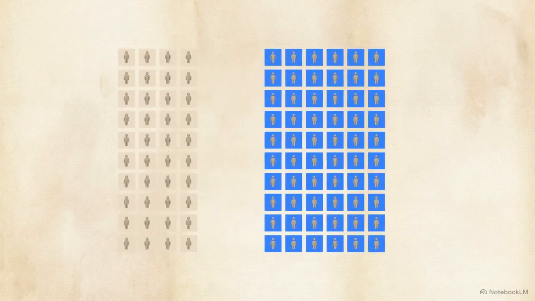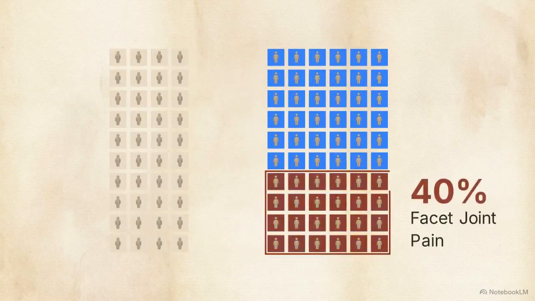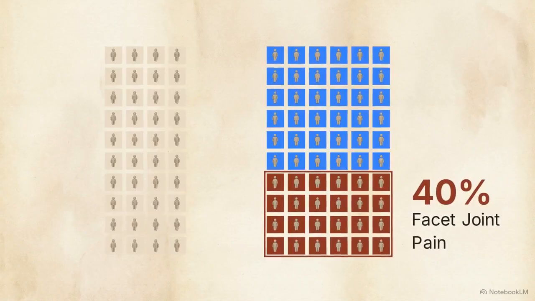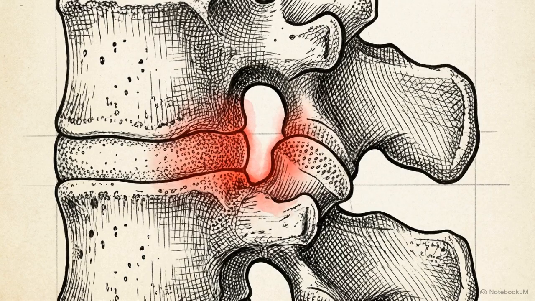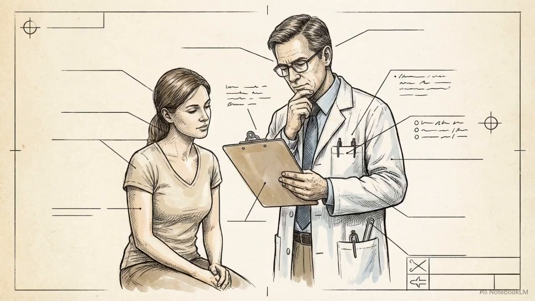Low back pain affects over 60% of people at some point in their lives. Of those cases, up to 40% are driven specifically by facet joint pain originating from the small, stabilizing joints located between each vertebra. Despite this high prevalence, the condition is frequently misdiagnosed.